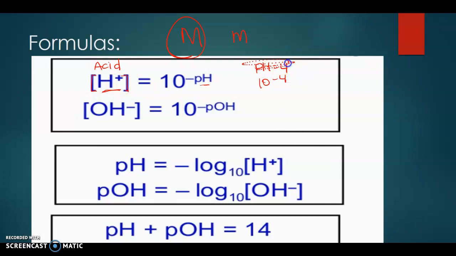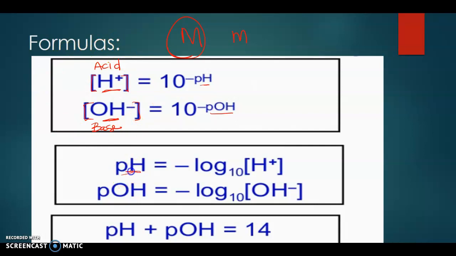Same thing with OH. This is a concentration, and OH dissociates into a base, so this simply means the concentration of a base. You would do the same thing, but instead of pH, it would be pOH. That's how to find the concentration.